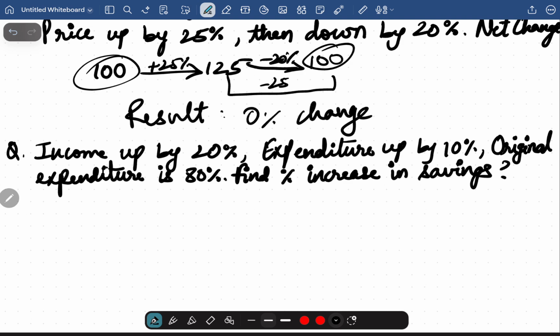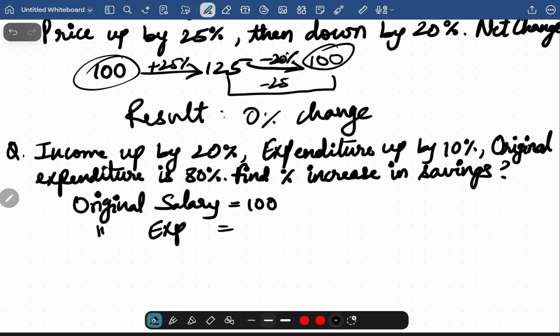So now moving on to the next question. So someone's income is up by 20% and expenditure is also up by 10%. So he gave the original expenditure is 80%. Find the percentage increase in savings. So if his original salary is 100 and the original expenditure is 80%, means it's 80, and the original savings were 20.